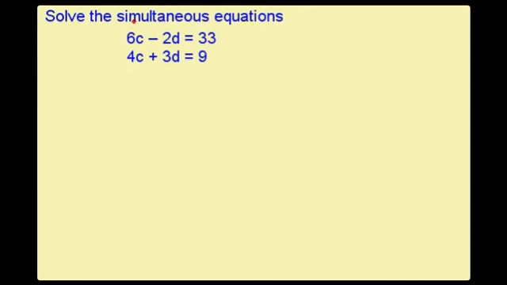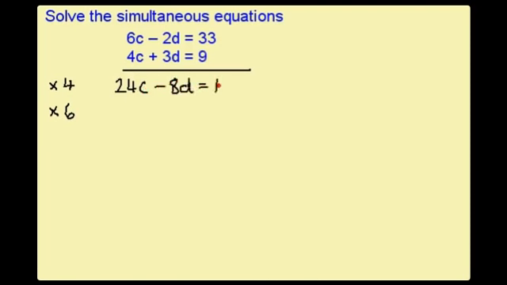Simultaneous equations will always look like this. We've got two equations at the same time. The first thing you need to do is rule them off. Then we need to multiply the top equation by the bottom number and the bottom equation by the top number, like this. So the top equation is going to be multiplied by 4 and the bottom equation is going to be multiplied by 6. 4 times this gives me 24c minus 8d equals 132.